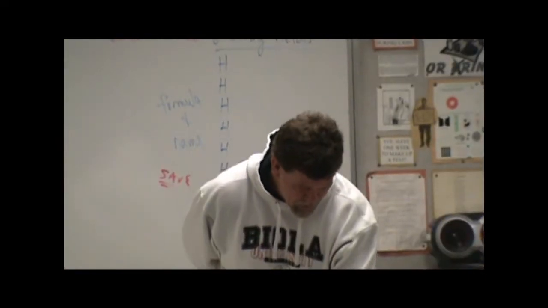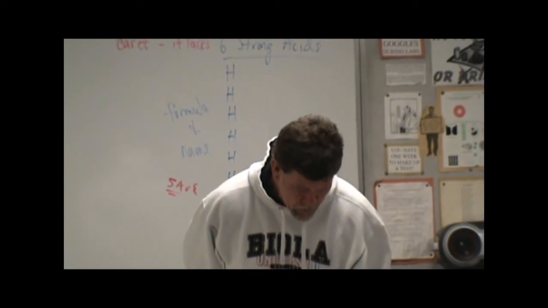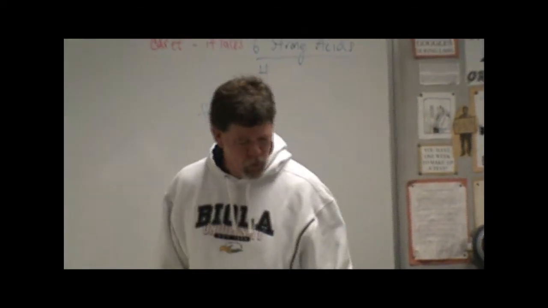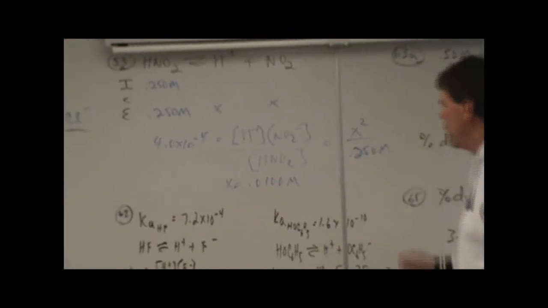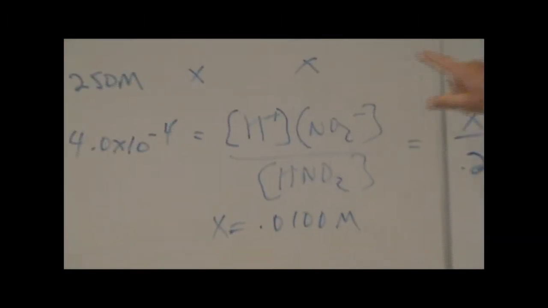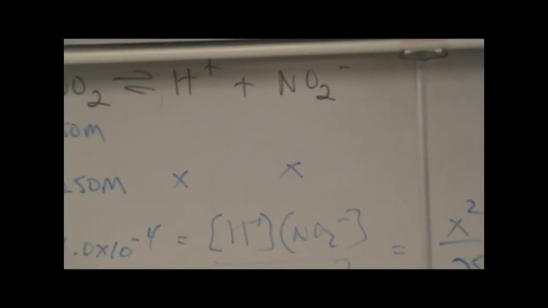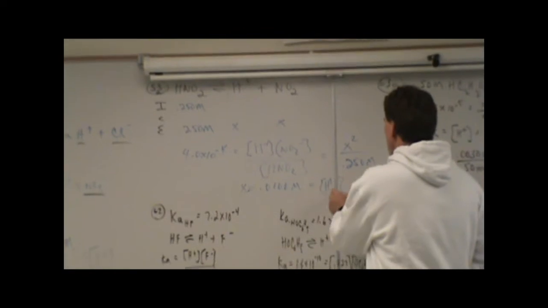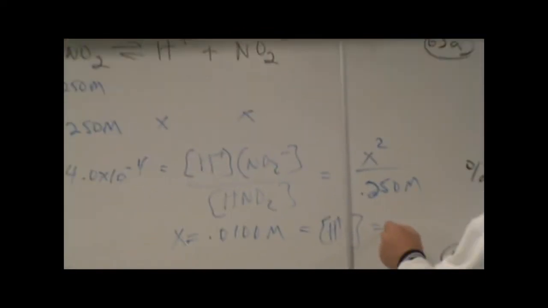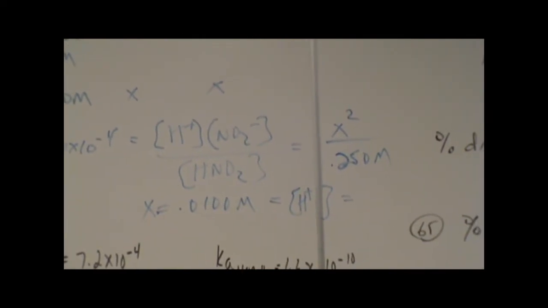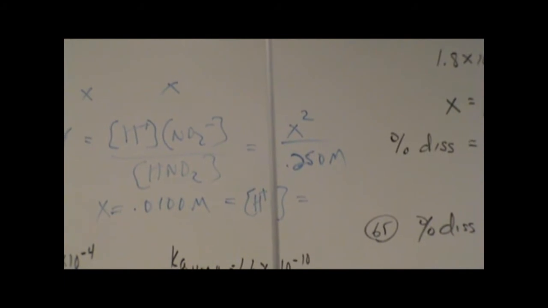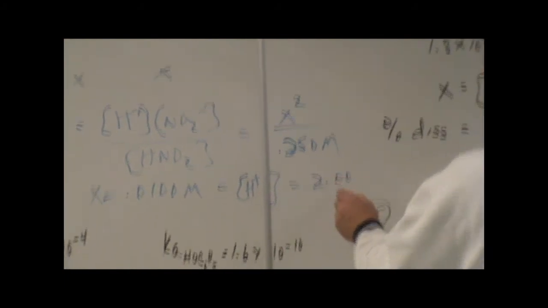So you're going to solve for x, take the square root, and x comes out to be 0.0100 moles per liter, which is going to be the H plus concentration. So the pH is going to be the negative log of that, which is 2. To be technical, 2.00.